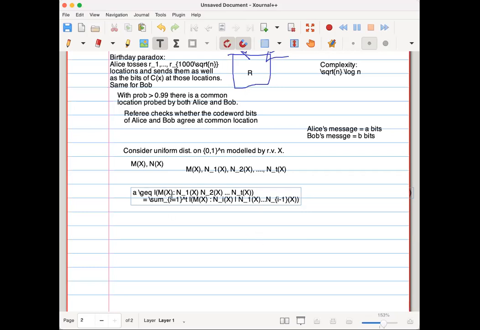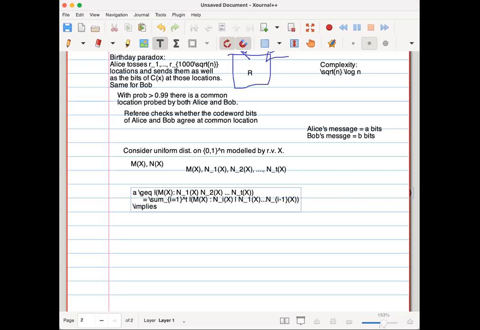So this mutual information is equal to, by the chain rule, the sum over i equal to 1 to t. So what is the ith term here? It is the mutual information between Mx and the ith random variable here, which is Ni, conditioned on N1 to Ni minus 1. So far clear, everybody? Okay. So what do I get? I get that there exists an i. So this implies.